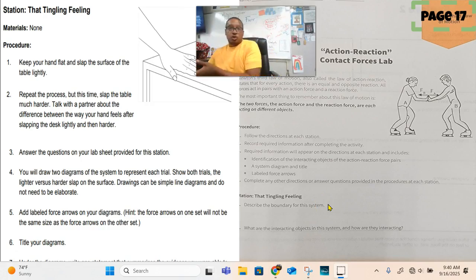Then you're going to follow exactly what the lab station says to do. It says keep hand flat and slap the surface of the table lightly. Okay, did that. Then it says repeat the process, but this time slap the table much harder. Talk to your partner about the difference between the way your hand feels after slapping the desk lightly and then harder. So here we go. Woo! Now I feel a significant difference. Also, I felt something different in my feet. So we'll talk about all of those things.